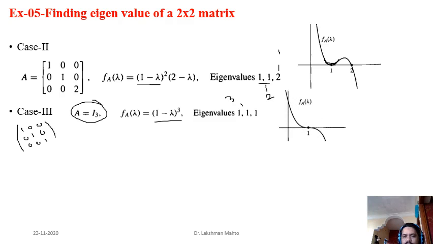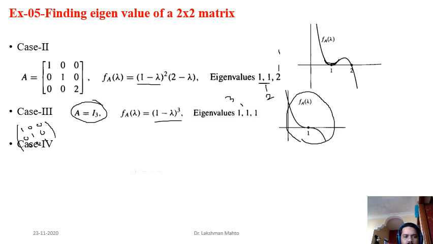So how can you observe the plot of this one? The plot of that scenario comes like this. You observe a cubic pattern in the neighborhood of 1. Why? Because 1 is a root of this characteristic polynomial with algebraic multiplicity 3. That's why you observe a cubic pattern.